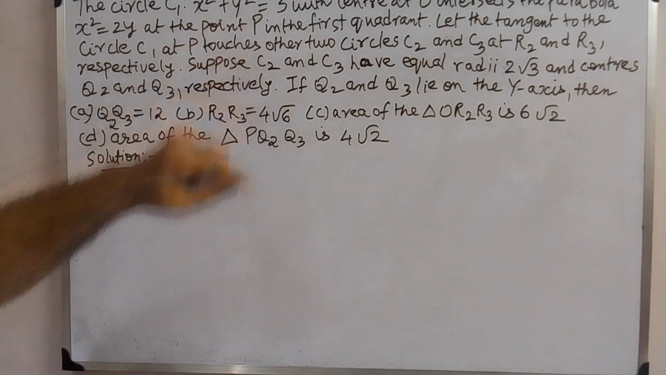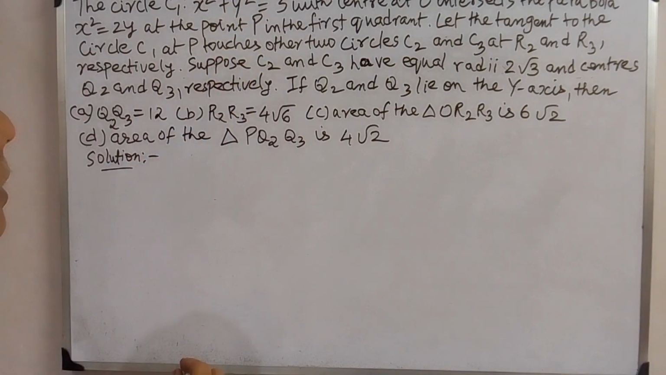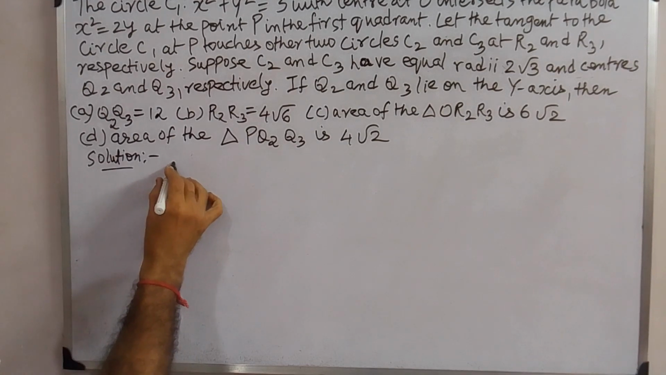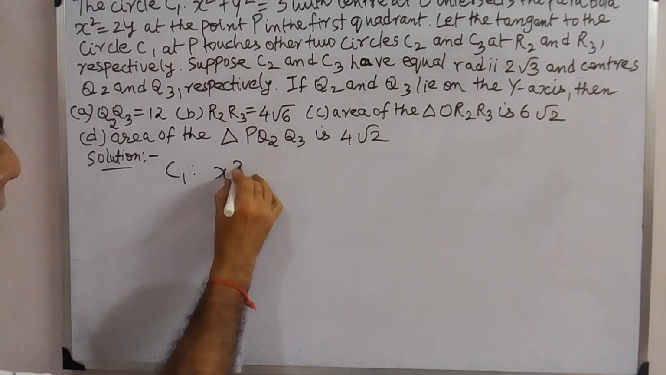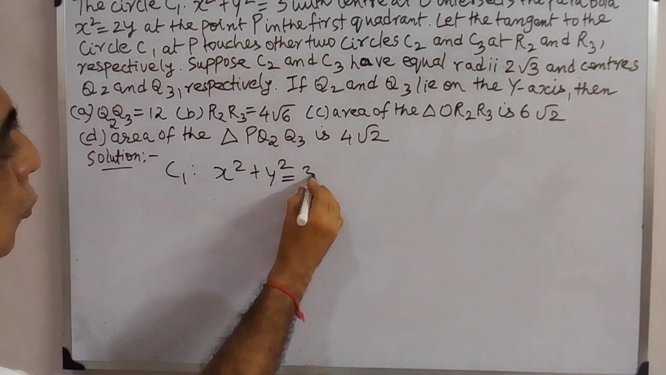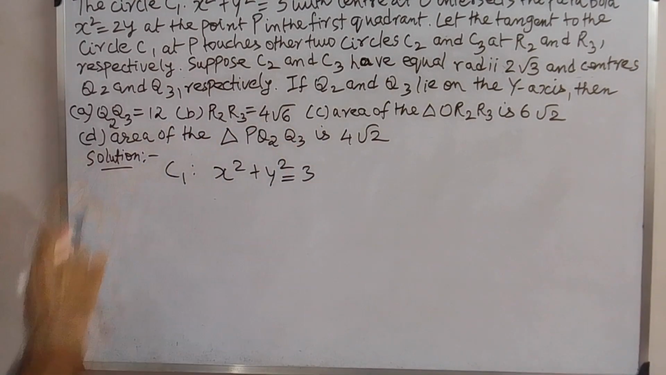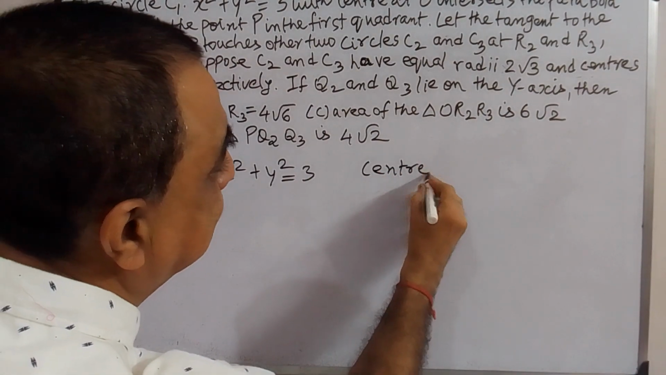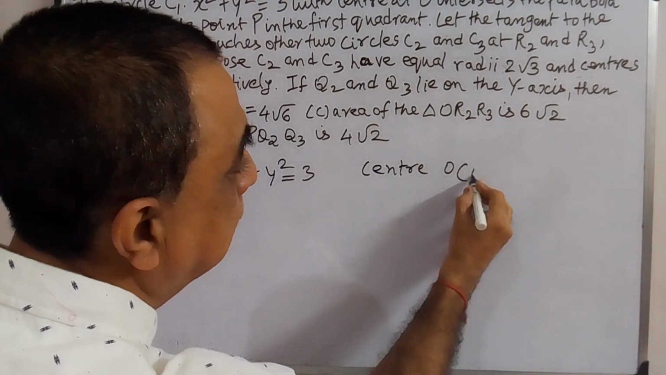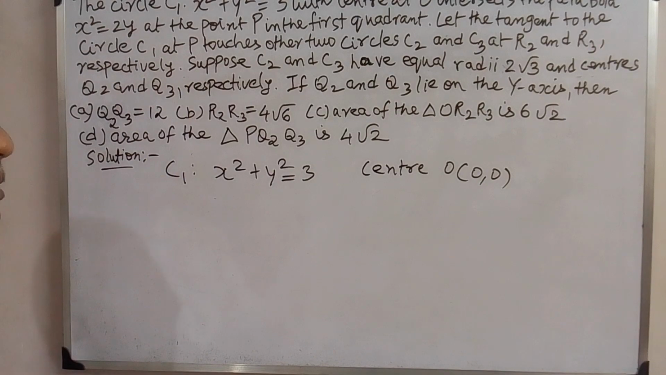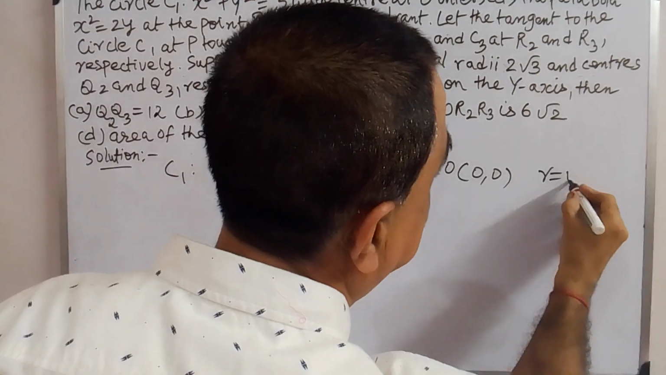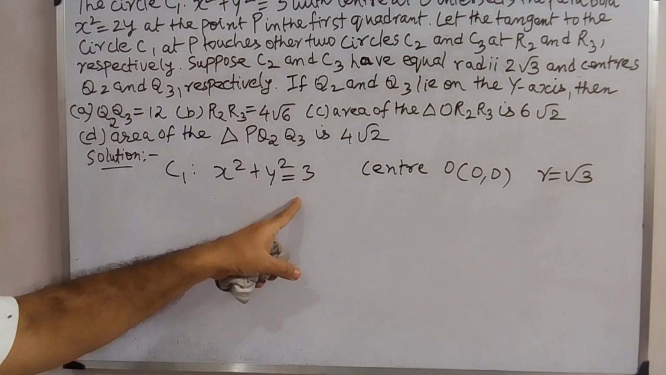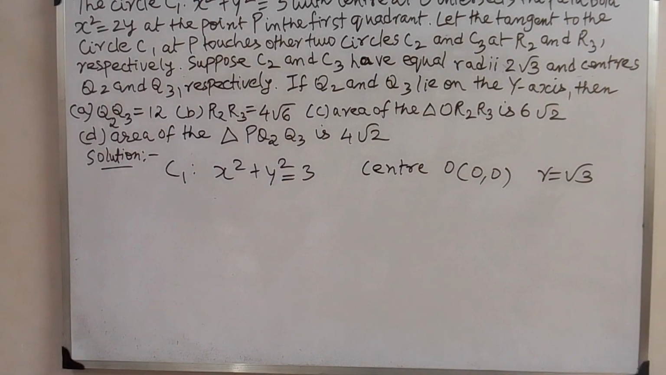This is the equation of the circle, x squared plus y squared equals 3, and that circle is represented by C1. So the equation of C1 is x squared plus y squared equals 3. What do we understand from this equation? The center of the circle is the origin, 0, 0. And the radius of the circle is root 3, because the 3 is the radius squared.